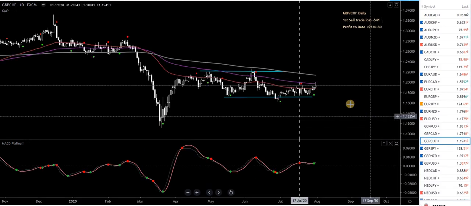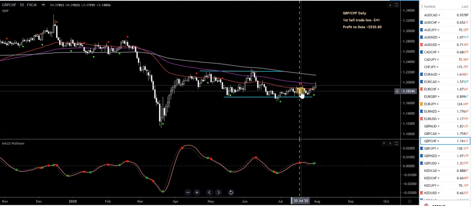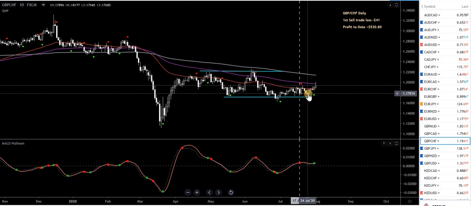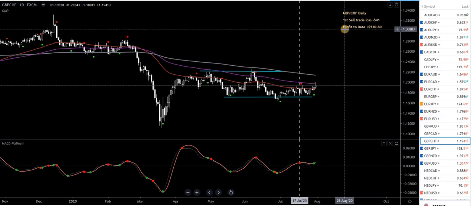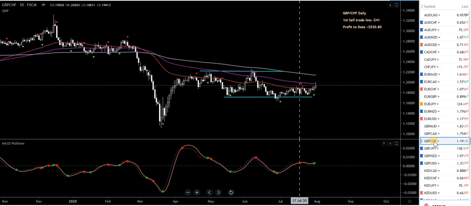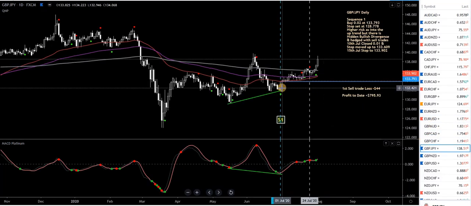Pound Swiss, similar deal. First sell trade. Took a sell in here. Closed it out or got stopped out. So I took a loss there, but we're making decent money on that pair. And you can see the correlation between all the pound pairs. Pound yen, this is better.